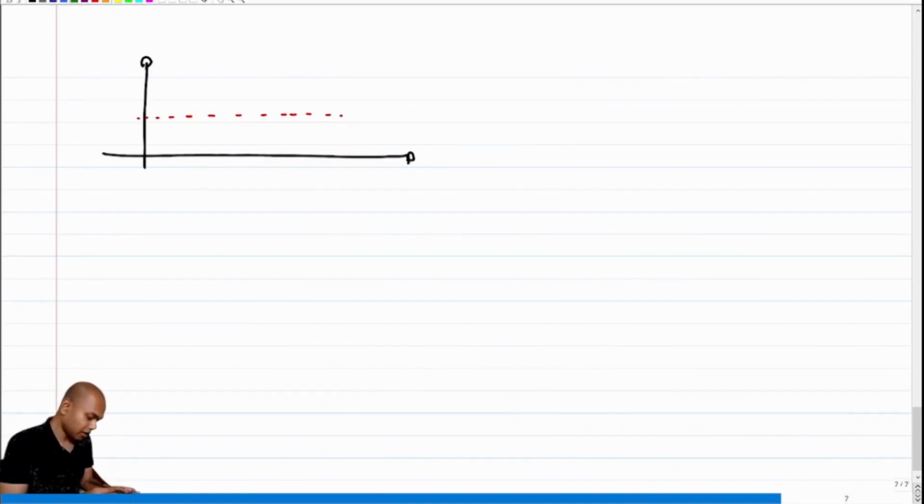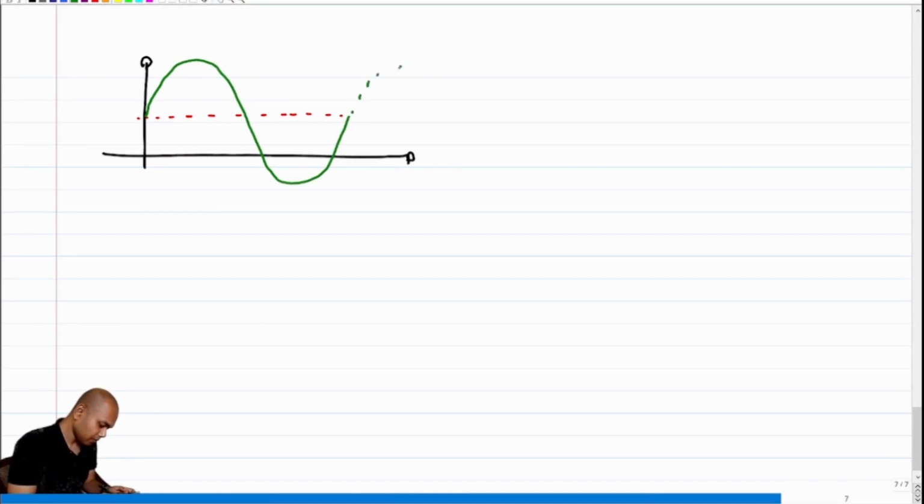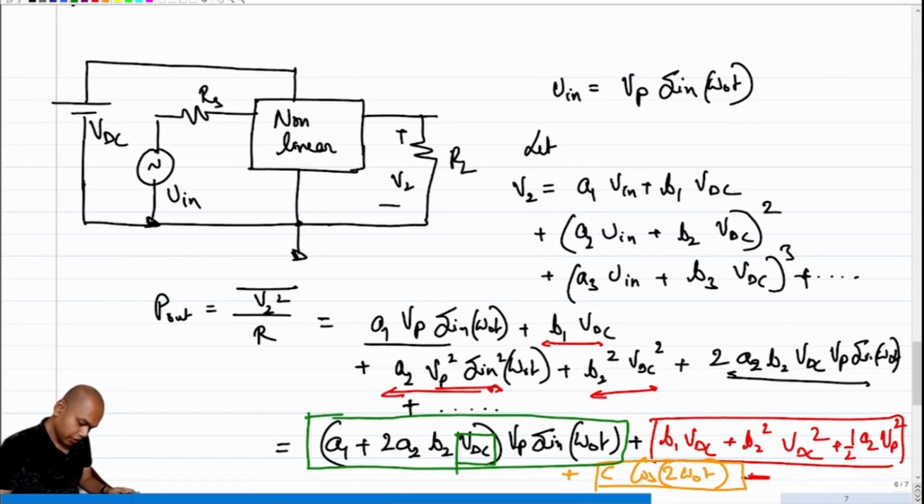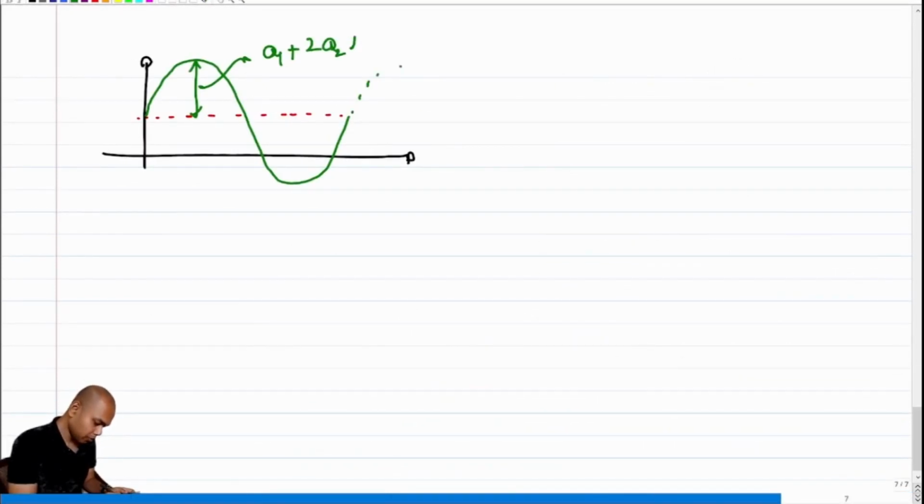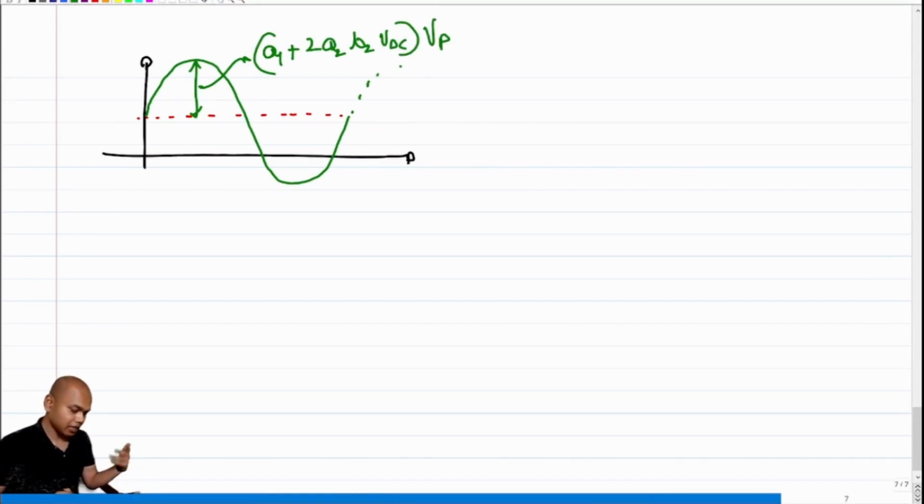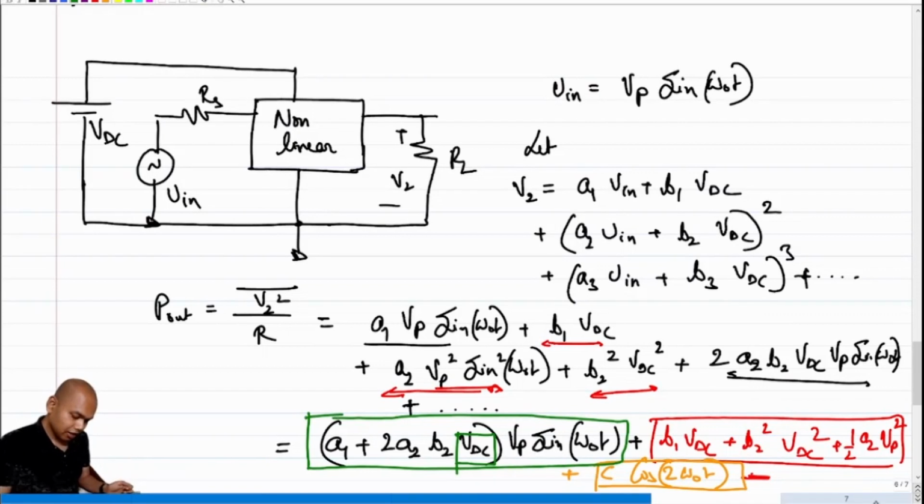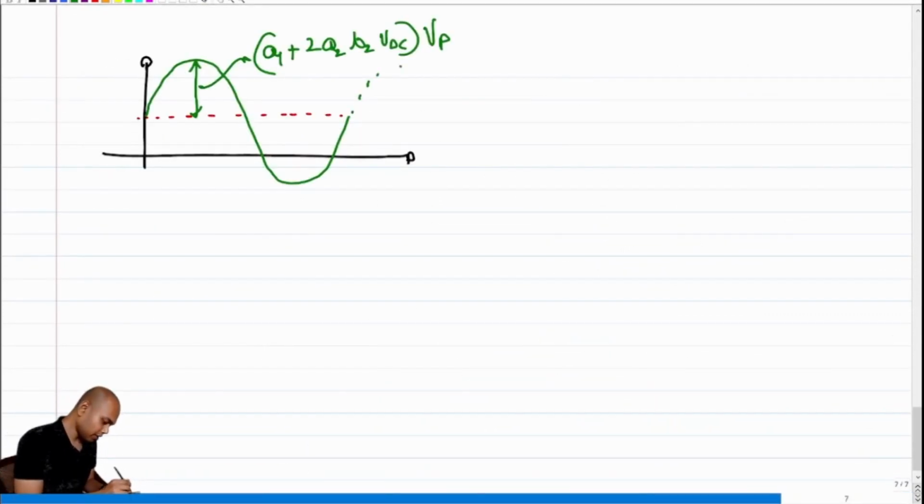That VDC factor is important. So essentially you have a sinusoid whose amplitude is how much? A1 plus 2 A2 B2 VDC, times Vp. It was Vp initially, but now it becomes A1 plus 2 A2 B2 VDC times Vp, and you have another term, another cosinusoid signal of double the frequency, right?